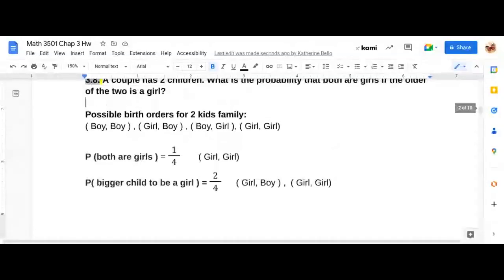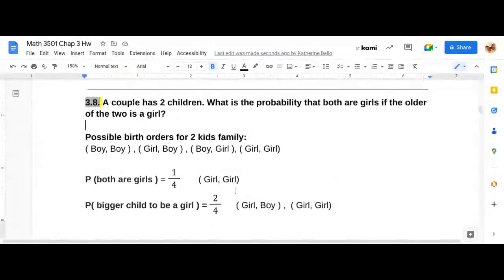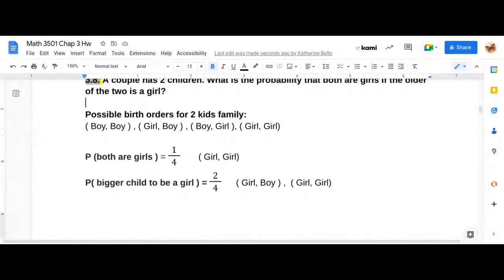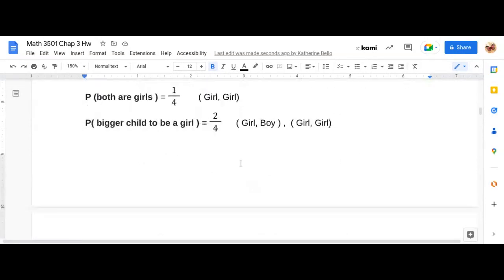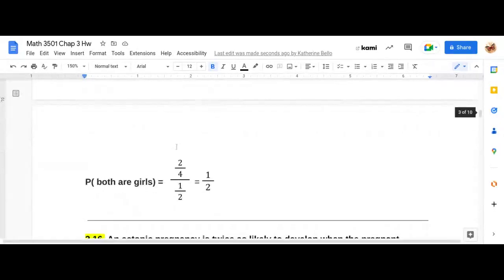Okay, now I understand why you have 2/4 divided by half. 2 out of 4, sorry, because the older one is a girl. Okay, so I'm trying to find it. There we go. So both girls is 1/4, and the older one being a girl is 2 out of 4. That's right. Then it said, what's the possibility that both are girls if the older one is a girl. So that's where the 2/4 comes in, because the older child being a girl is 2/4, and then out of the girls it's a half. That's right. So both are girls.